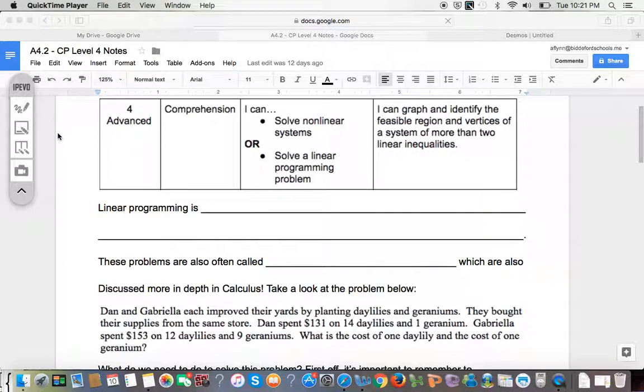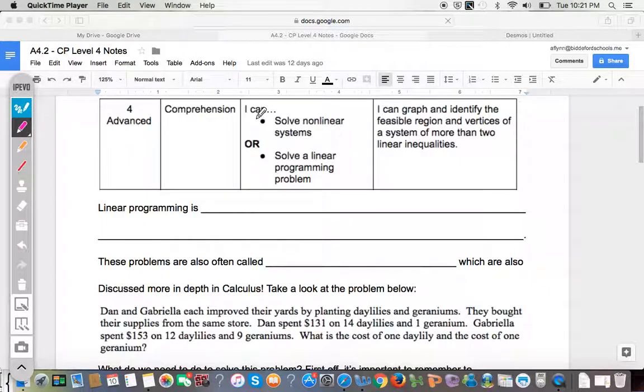This is Biddeford High School Graduation Standard A4.2 Systems of Equations Level 4 Notes for CP. Okay, so let's take a look at the learning target. We have two right here, an OR statement.